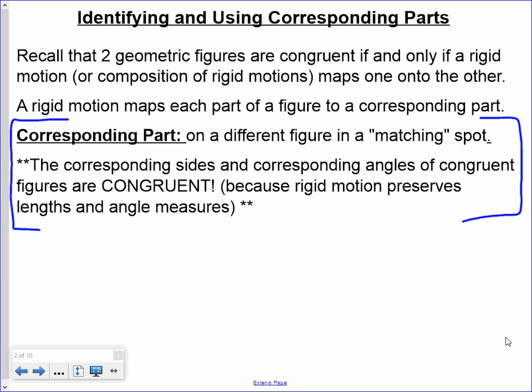Go ahead and write down that asterisk too. The corresponding sides and corresponding angles of congruent figures are congruent. Because again, when you have rigid motion like a translation or reflection or rotation, you're preserving those lengths and angle measures. So again, on page 130, go ahead and get that definition written down. That's in the blue brackets. Don't worry about that first part. And don't put that journal away just yet, because we're going to look at a couple more things in there.